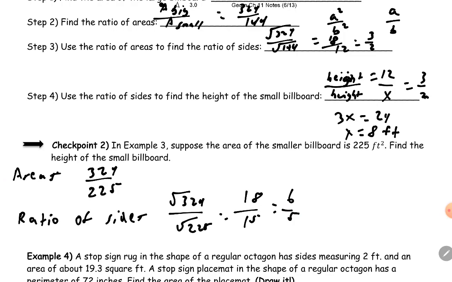Now that we have the ratio of sides, we can create a proportion where we can compare the ratio of sides, which is 6 to 5, is equal to height of the big billboard, which is 12, to our new small billboard, which is x. Cross multiply, 12 times 5 is 60, divide by 6, and get x equals 10 feet.